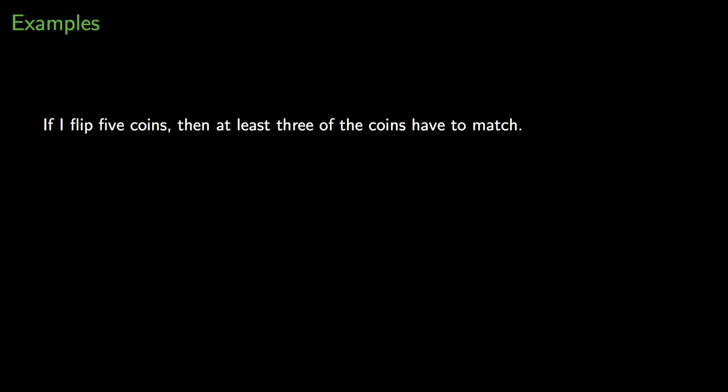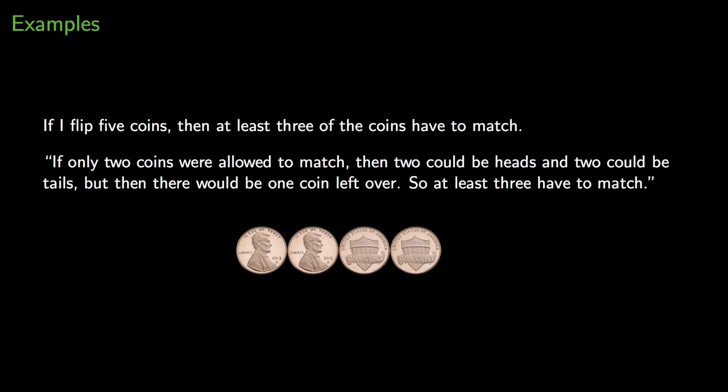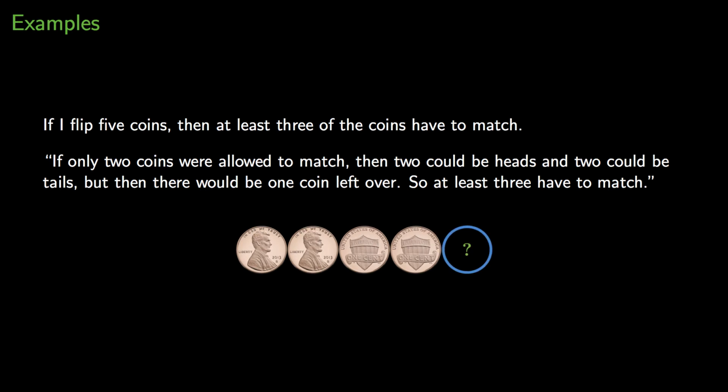I'm going to use that style of proof to solve this problem. If you flip 5 coins, then at least 3 of them have to match. So if only 2 coins are allowed to match at a time, that means that 2 coins could be heads and 2 could be tails, but then there's 1 coin left over where you have no outcome to assign it. So that means that there has to be at least 3 that match.